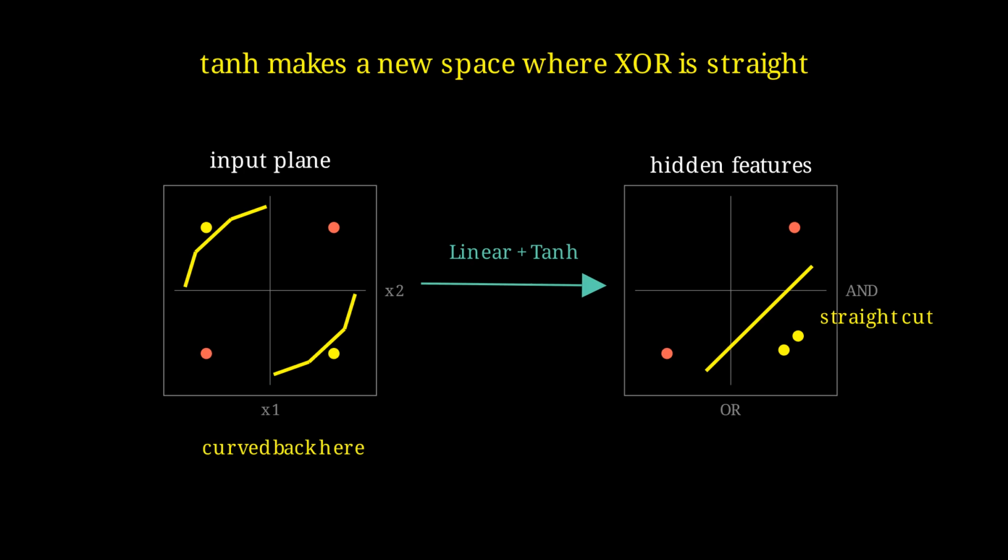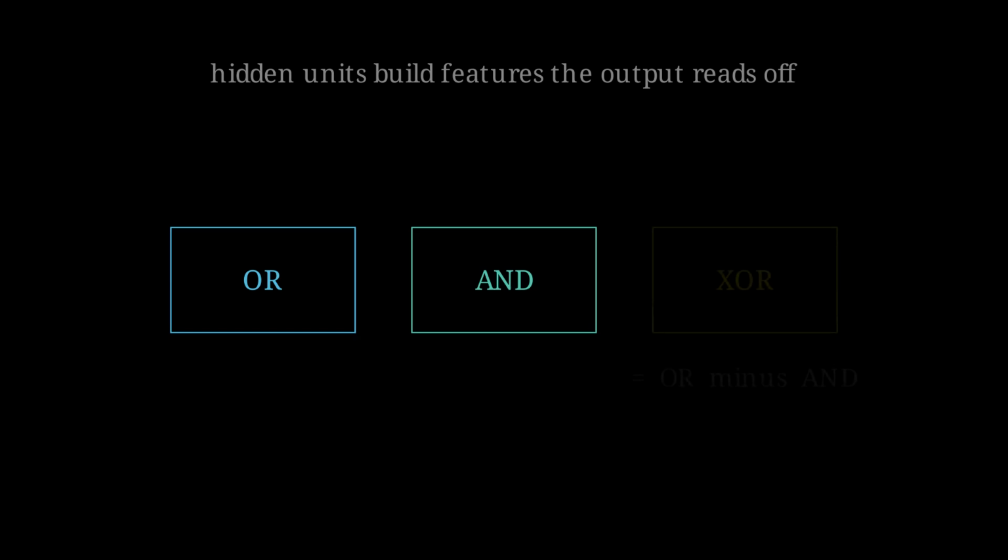that never could. You can even read what the hidden units learn. With 8 of them to work with, the network does not need anything clever. One hidden unit can lean toward the inclusive OR of the 2 inputs, firing whenever either one is on. Another can lean toward the AND, firing only when both are on.